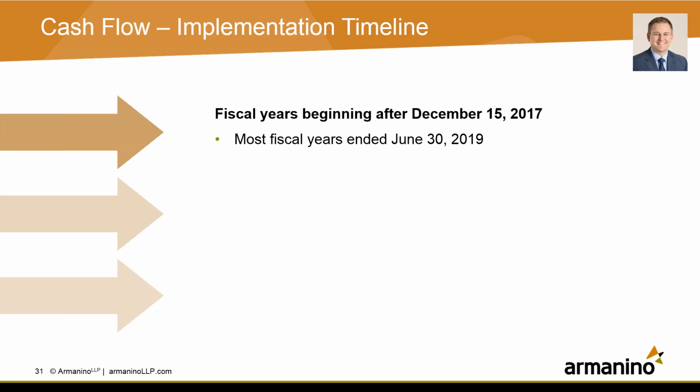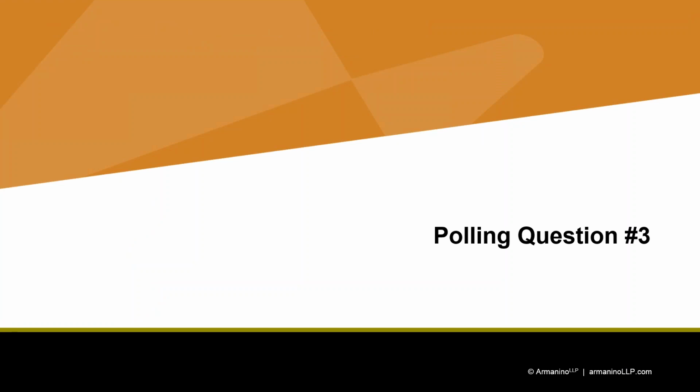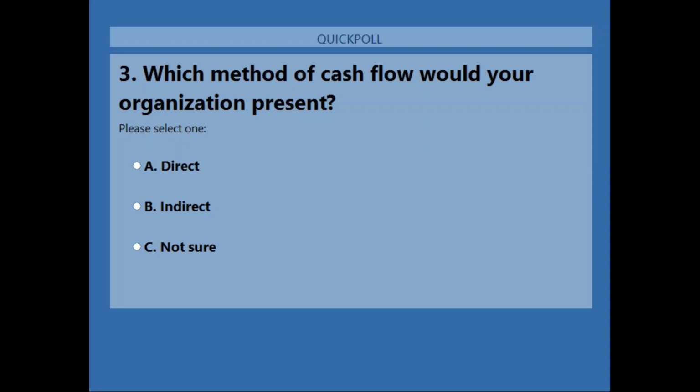So moving on to the next slide brings us to polling question 3. Third question, again, for those of you here for CE, make sure you're paying attention and submit those answers. Which method of cash flow would your organization present? So actually Jeff's description just now hopefully helps you answer this. Is it A, direct, B, indirect, or C, not sure? And get those answers in. Want to make sure you get that CPE. And we'll close the polls in 3, 2, and 1.